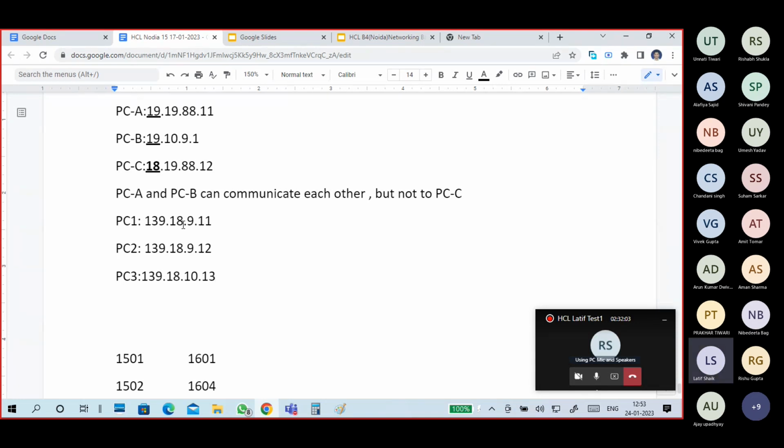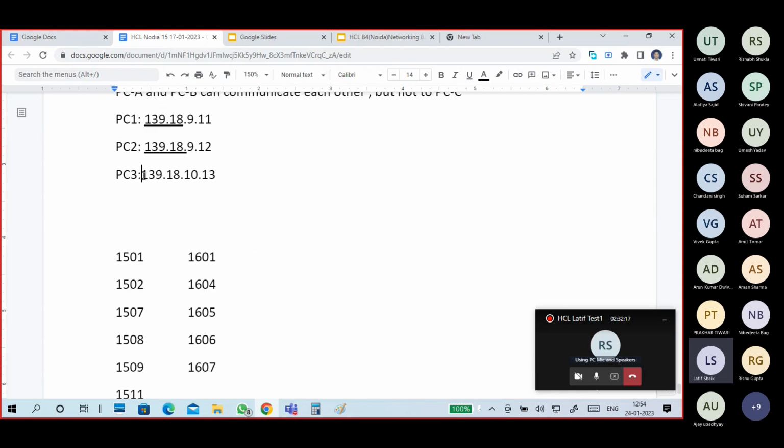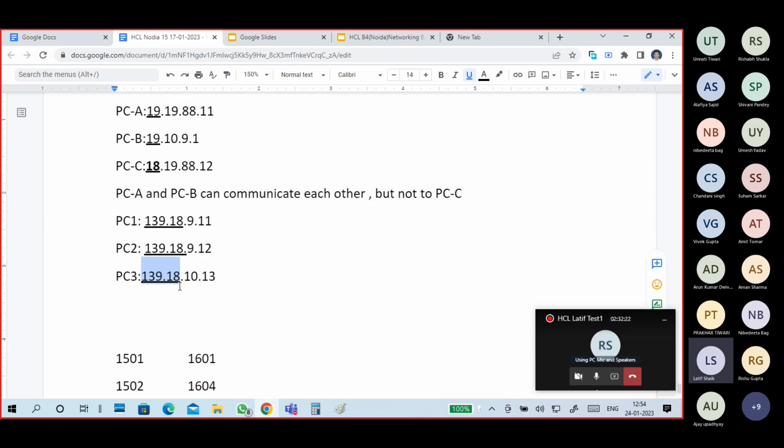So it is a network portion. It is a Class B, right? So the network portion must be the same. In Class B, the first two octets are the network portion, and the remaining are the host portion. The network portion must be the same to communicate. The host portion is where the difference is, but if this is the same, no problem, and if both are different, no problem. So PC1, PC2, PC3 can all communicate with each other.